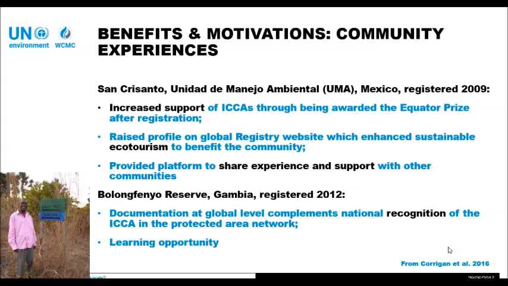A third example is an ICCA in Gambia, registered in 2012. This ICCA was already recognized in the protected area network at the national level. However, the community felt that the documentation of their ICCA at the global level would provide a complementary layer of recognition and offer benefits of learning from a wider community.